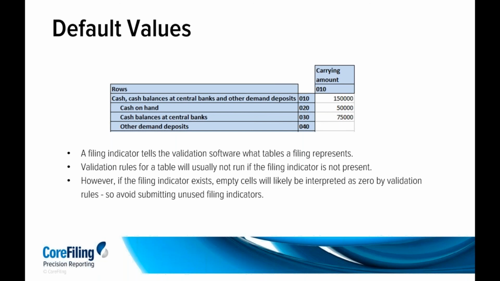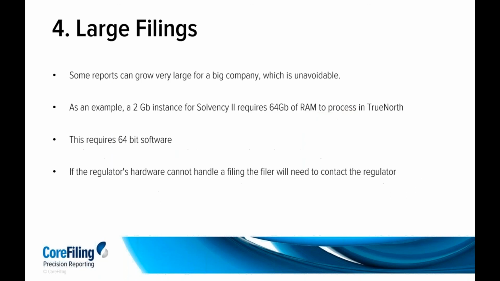For instance, if there is a check that the values on one table match the values on a second table, and the second table has not been filled in, but the filing indicator has been submitted, this could be the cause of some slightly hard to understand errors where the validation rule may complain about a table that hasn't been filled in. So it's worth knowing about. And really the fix here is to avoid submitting unused filing indicators.